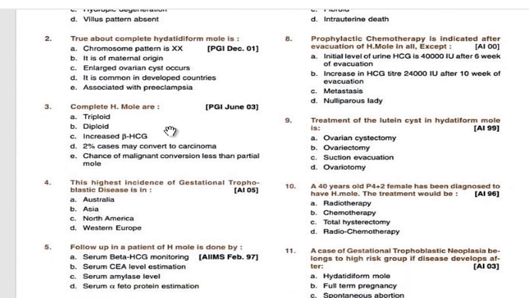Going to the next question, complete H moles are triploid? They're not triploid, they're diploid, and you have an increased beta HCG. That's true. 2% of cases may convert to carcinoma. That is again true. I want to emphasize that a complete hydatidiform mole can go for choriocarcinoma more than a partial mole. The chances are more in a complete mole. The last option, chances of malignant conversion is less than partial mole, is obviously false.